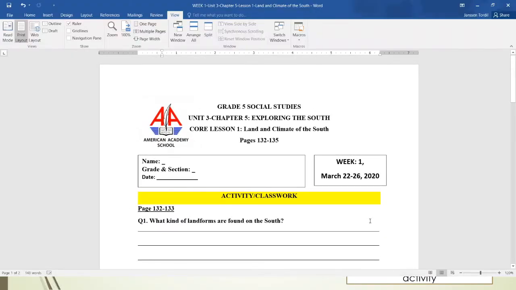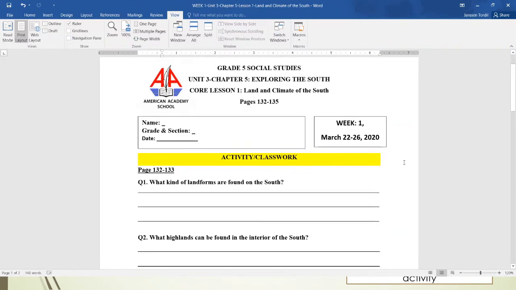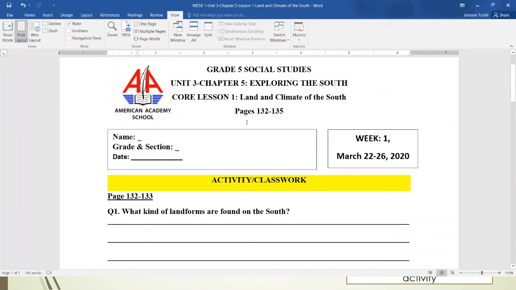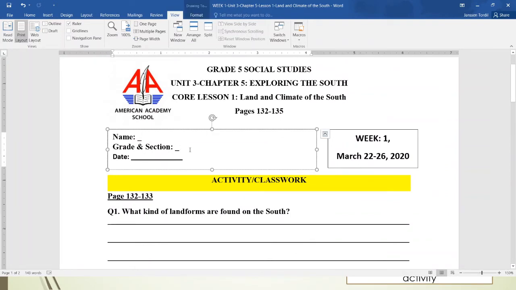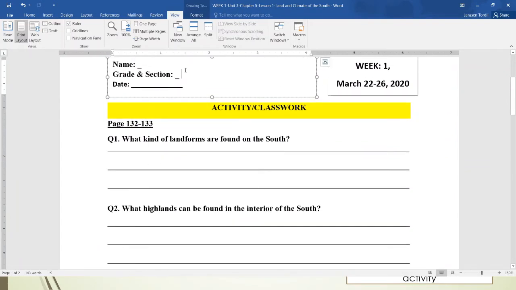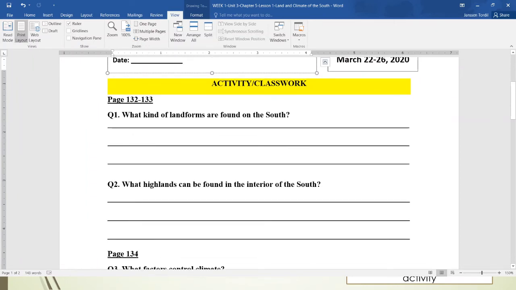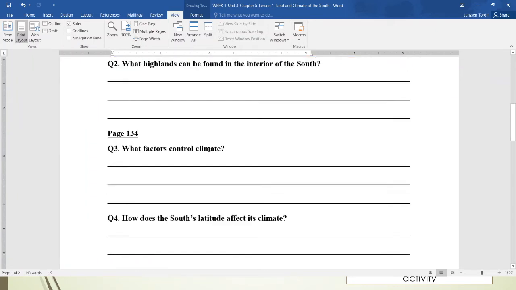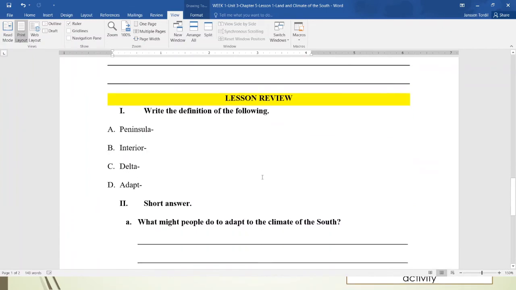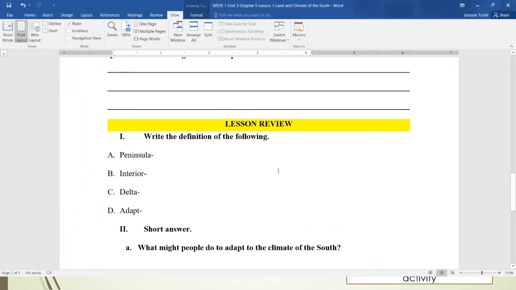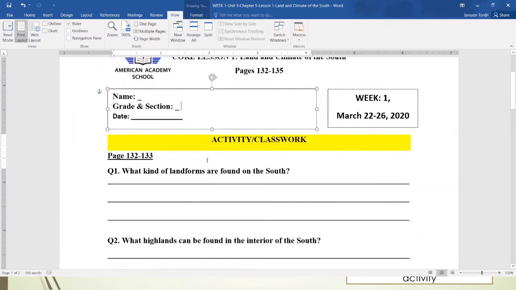I'm going to explain. So this is the activity that is attached in the Class Dojo file. As you can see here, you can type your name and your grade and section, or you can write it on your own. So you're going to answer the following. There are actually two pages only, 1 and 2. So it's a very short activity. You can do this on your own.